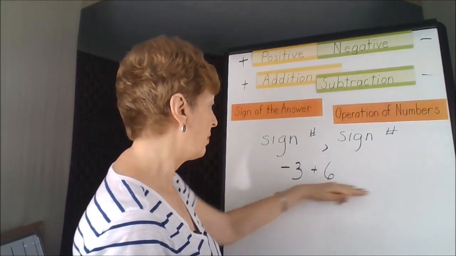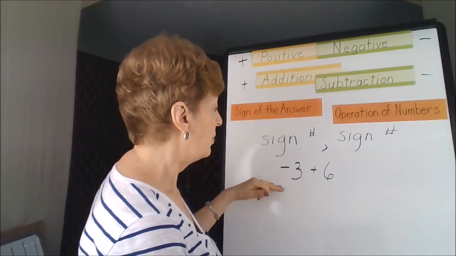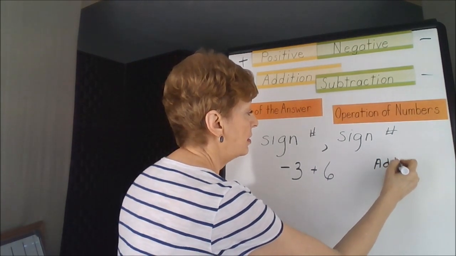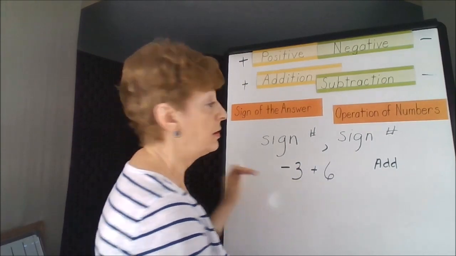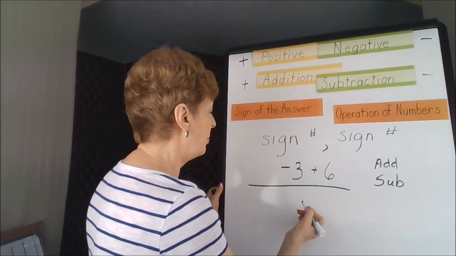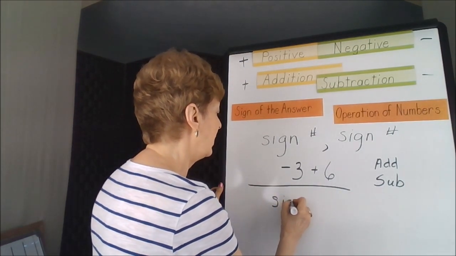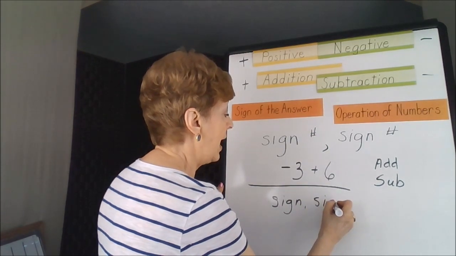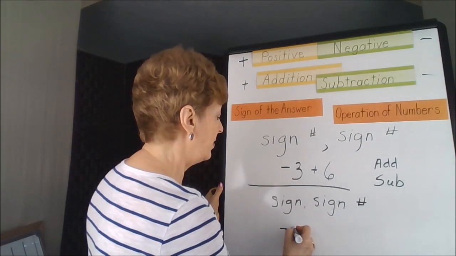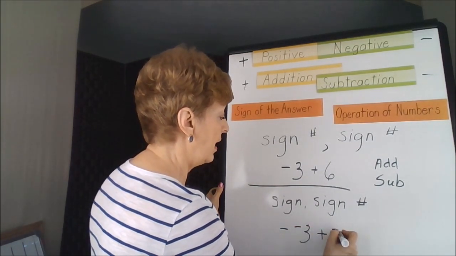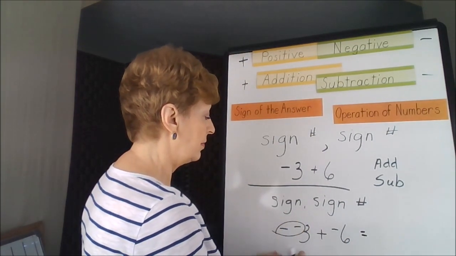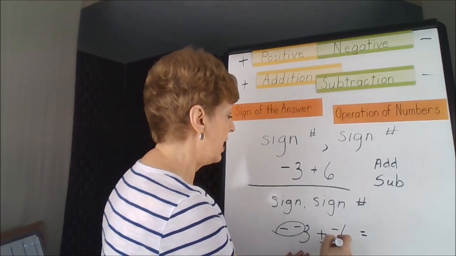So if you look at a problem this way, you can apply the rules, which say if the signs are the same, you add the numbers. If the signs are different, you subtract the numbers. But what happens when you have a problem that has sign, sign, and then the number? Like this: -3, +6. In this case, we have two signs that are before a number in both cases.